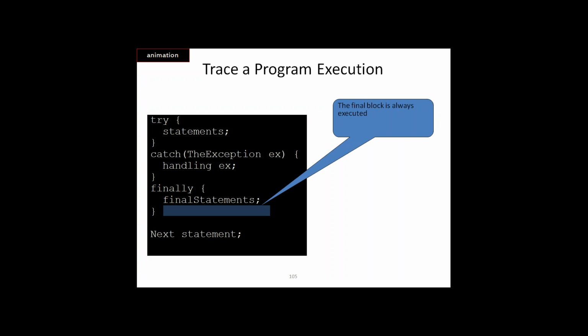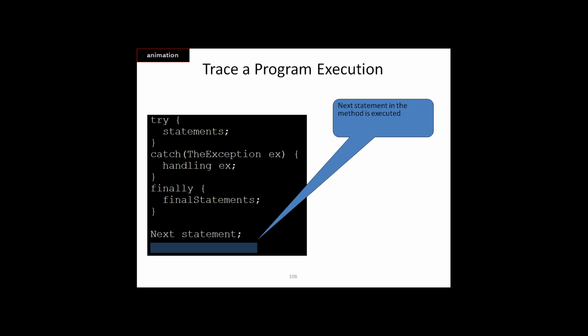The finally block is always executed. After that, it will go to the next statement because no exception is there. If an exception is occurring, then obviously only the finally statement will be executed. The next statement will not be executed. Is that clear? Yes. Okay.